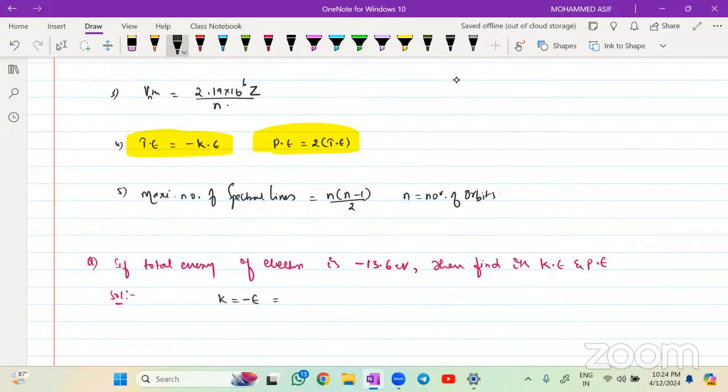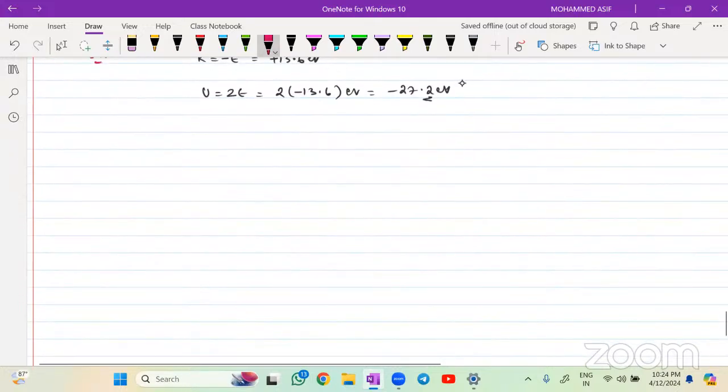So that will be equal to minus of minus, that is plus 13.6 electron volt. Potential energy will be equal to how much? U is equal to 2 times of your total energy, isn't it? So that is equal to 2 into minus 13.6 electron volt. So that will be minus 27.2 electron volt. Clear? Am I clear? Very good.